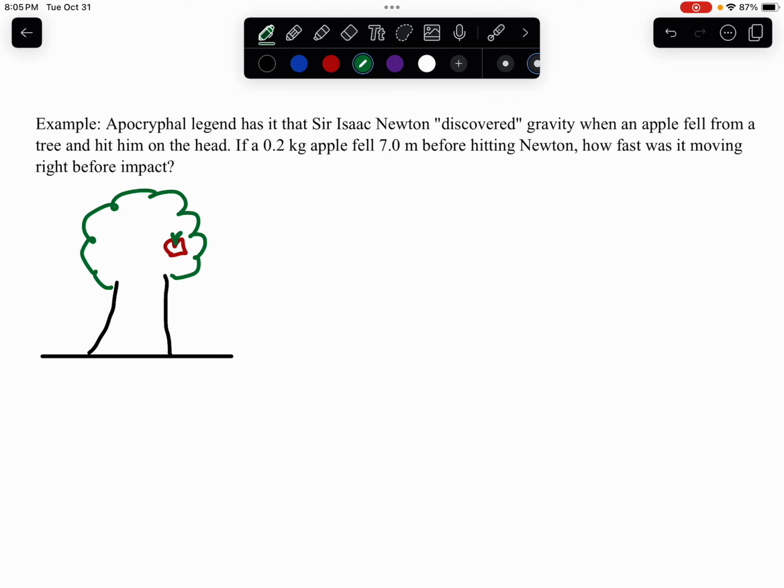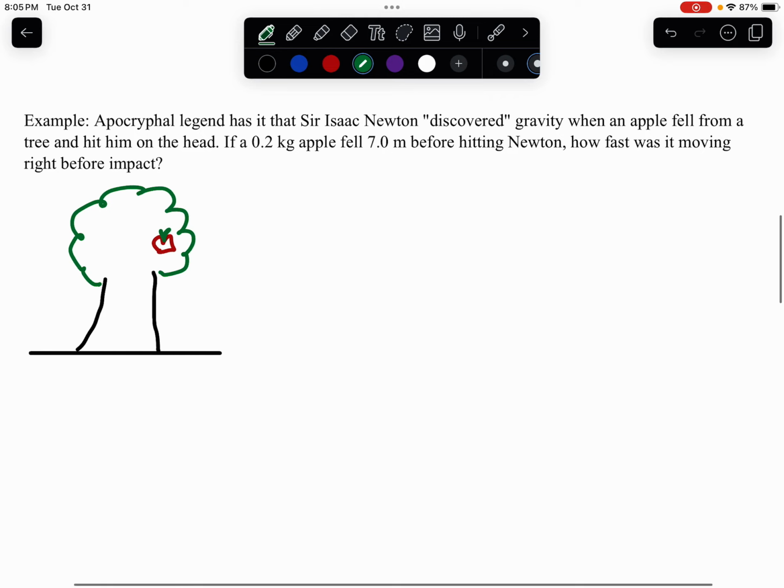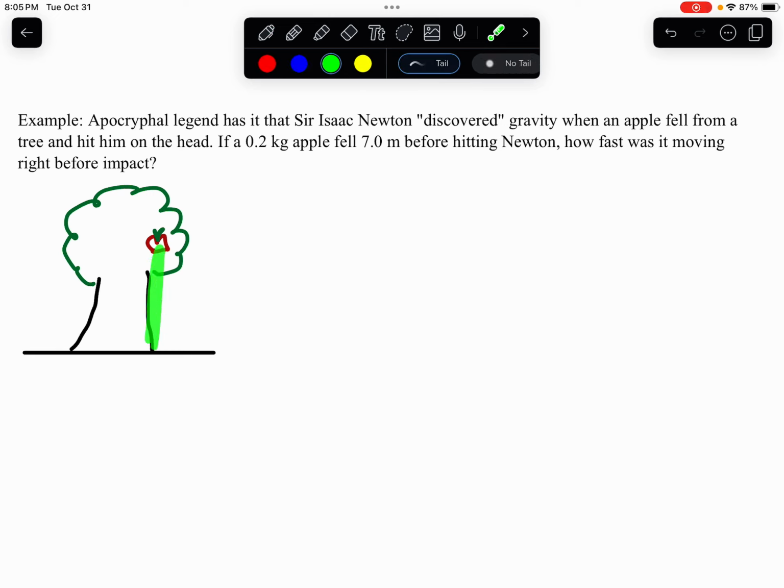Because Newton was sitting somewhere, I don't know exactly the height, the distance from here to here, but I don't need it. Because if you think about it, it says that the apple fell 7 meters before it hit Newton. So I'm going to assume that my zero line is where Newton received the impact from the apple. That means the distance from here to here is 7 meters.